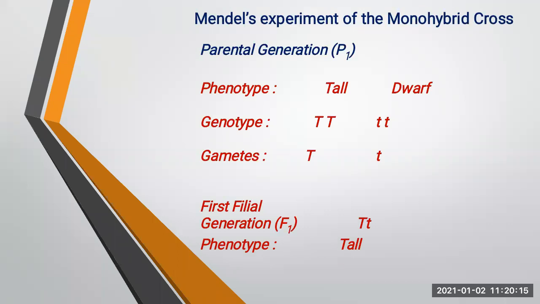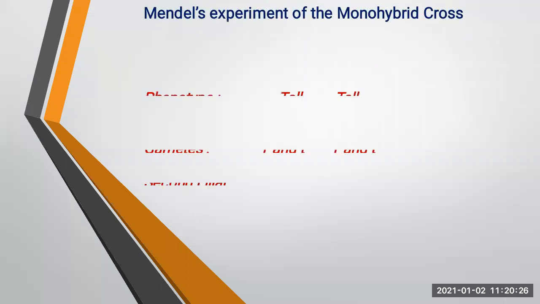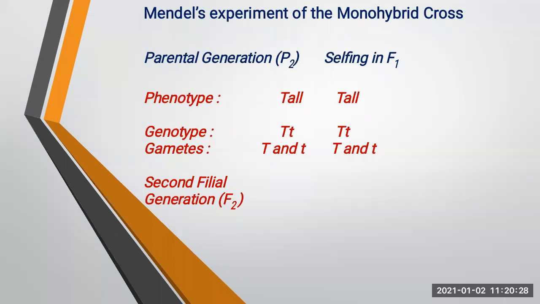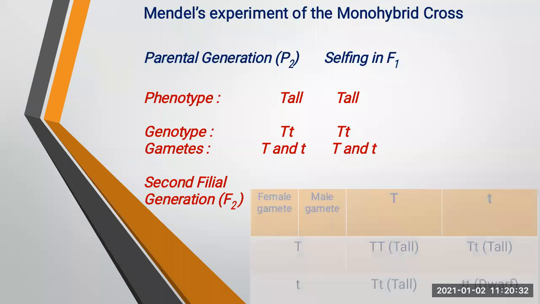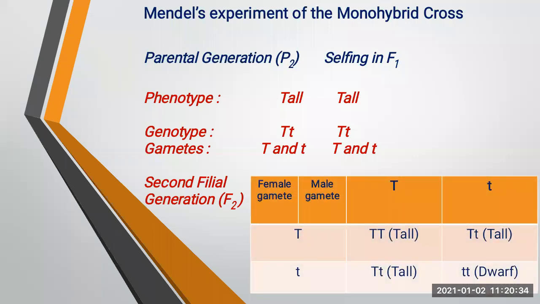Then the first generation, they were all tall. Then again selfing, here is the selfing, that is crossing or fertilization between the first filial generation, heterozygous, and then he found that in the next generation, he has also found the dwarf plants.